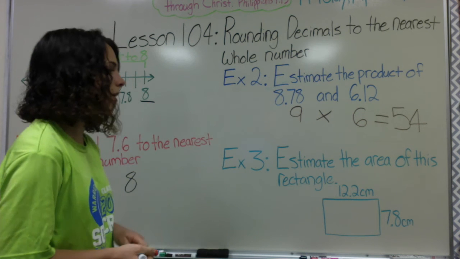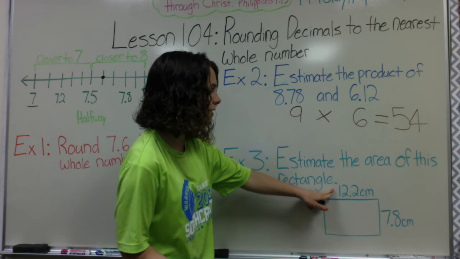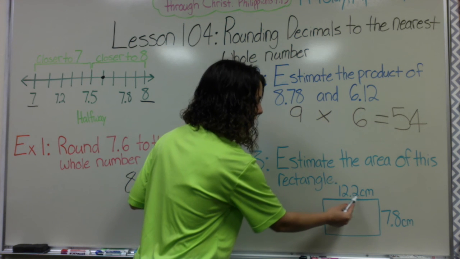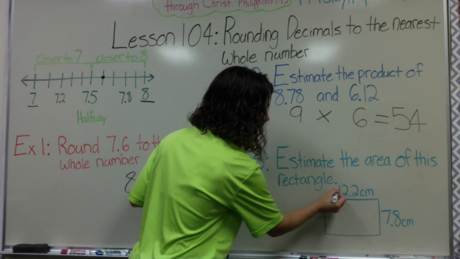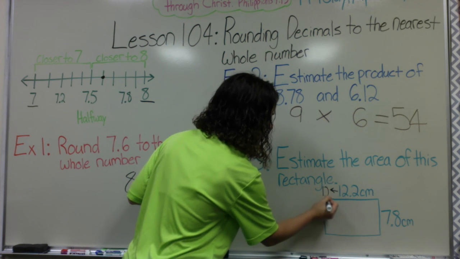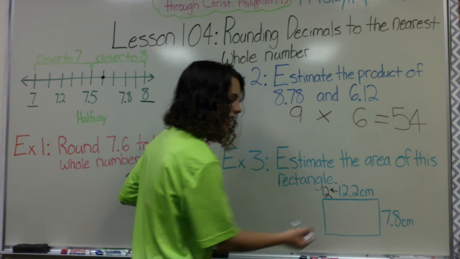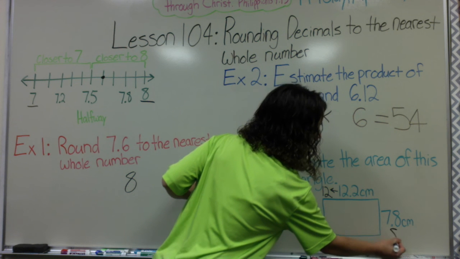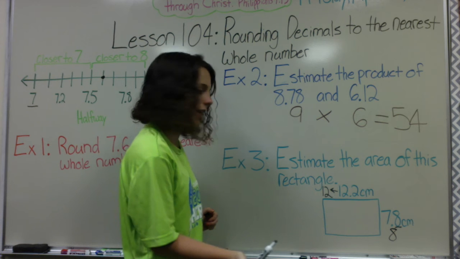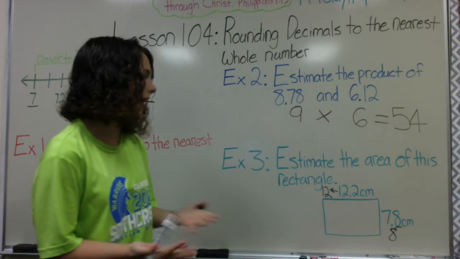We have: estimate the area of this rectangle. So I have 12 2/10 of a centimeter, which, because this is a 2, is less than 5, so I'm going to round down to 12. So this is 12. And then I have 7 8/10 centimeters, and 7 8/10 centimeters rounds to 8, because 8 here, my tenths place, is greater than 5. So I have 12 centimeters and 8 centimeters estimated.